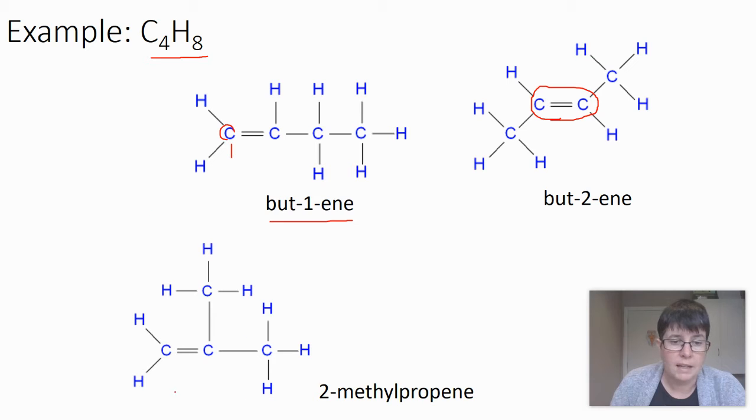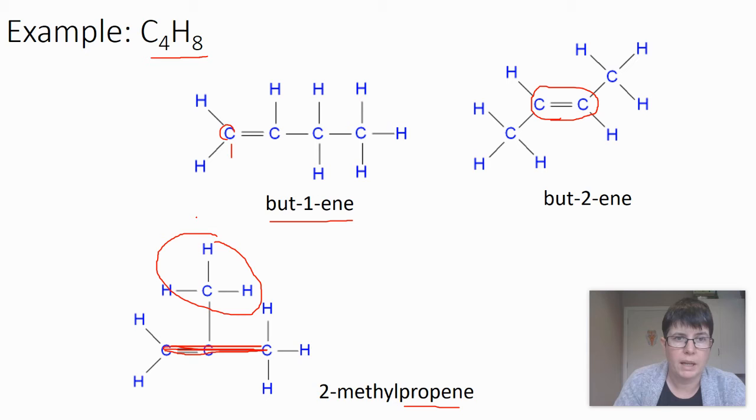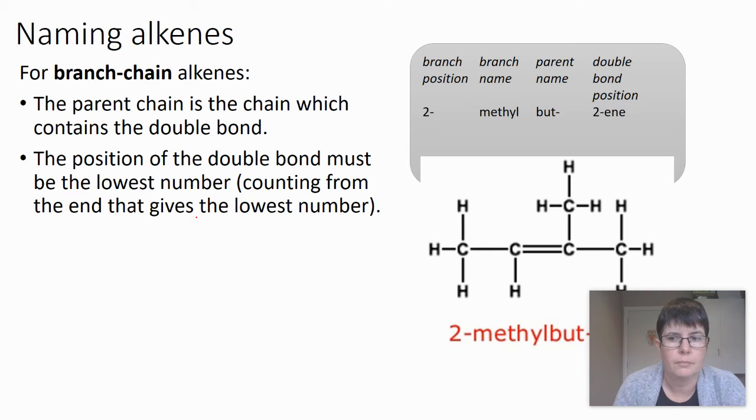Now this is another isomer, but the longest continuous chain is propene. So 1, 2, 3. So propene only has one place the double bond can go, and then the methyl group here is attached to the second carbon. So it's 2-methylpropene, and that would be an example of a branched alkene that is an isomer of C4H8.